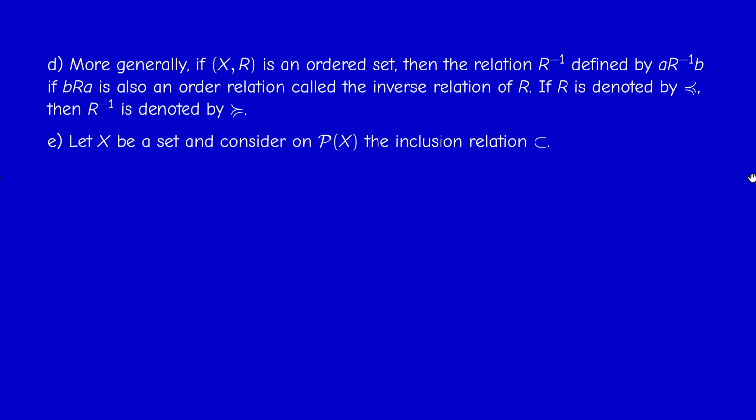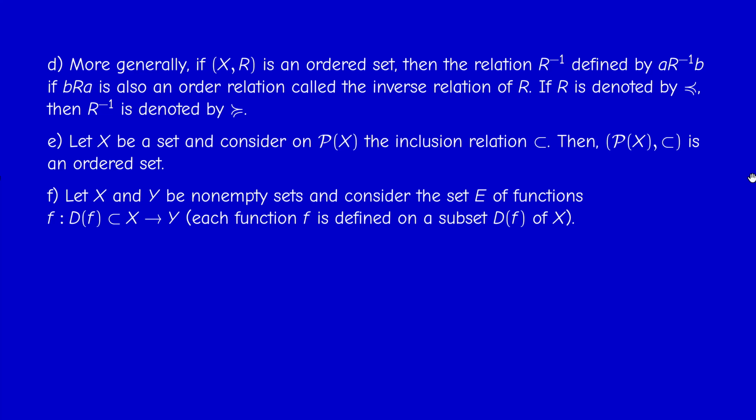So here again, you have an order relation because A is contained in itself. If A is contained in B and B is contained in A, then A equals B. If A is contained in B and B contained in C, then A is contained in C. But it's not a total order relation. Now I will talk about total order a little bit later.